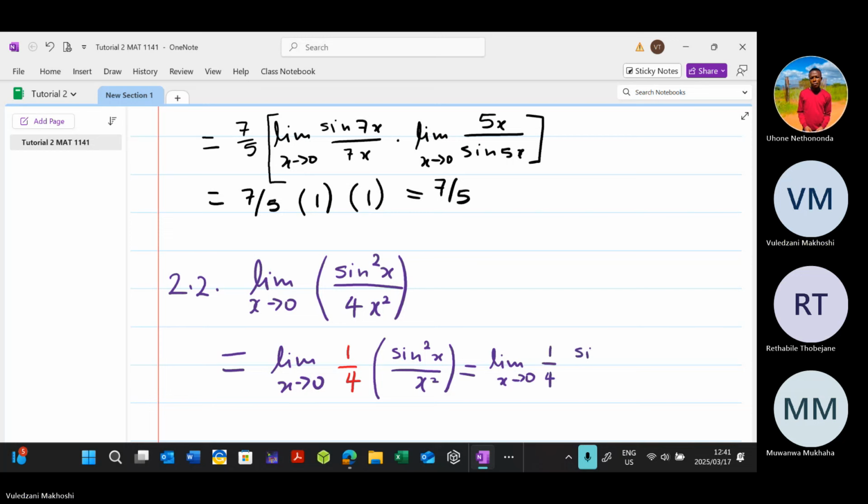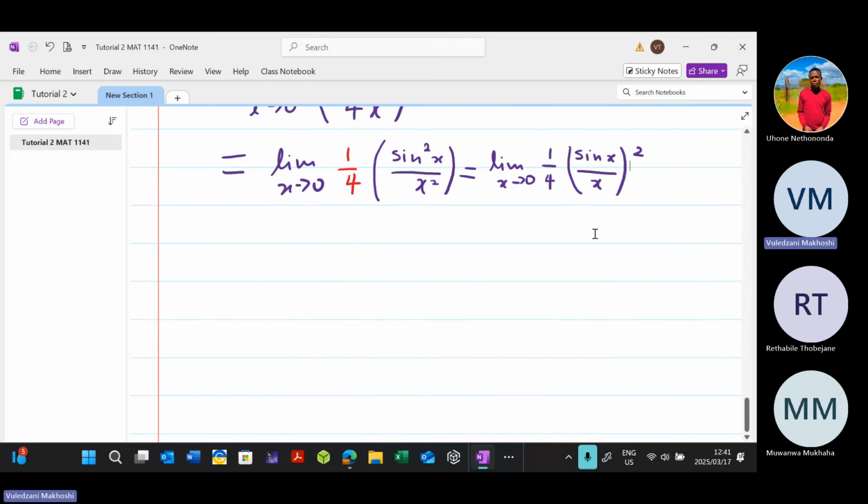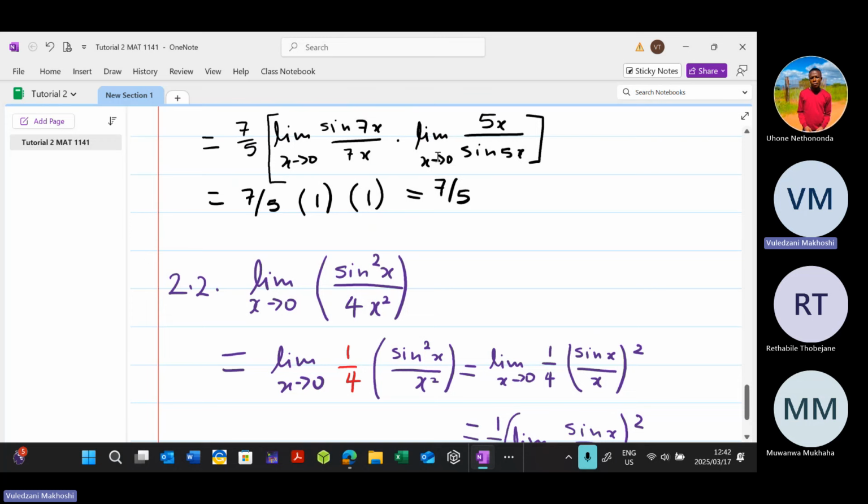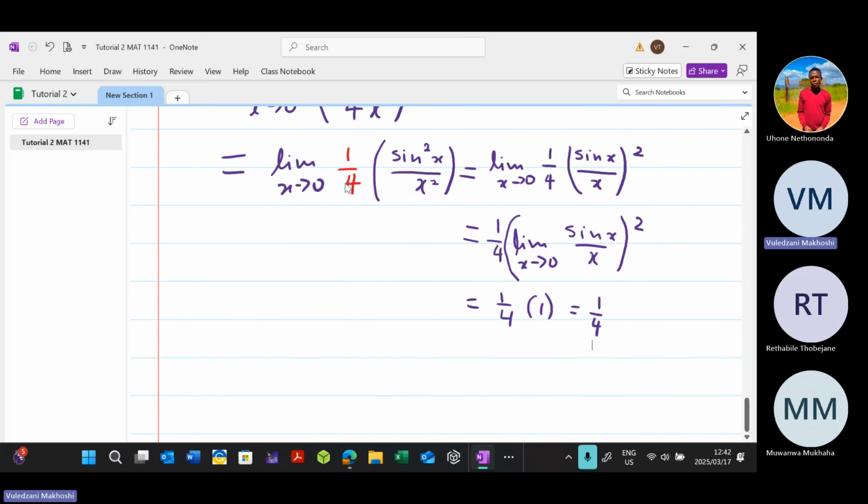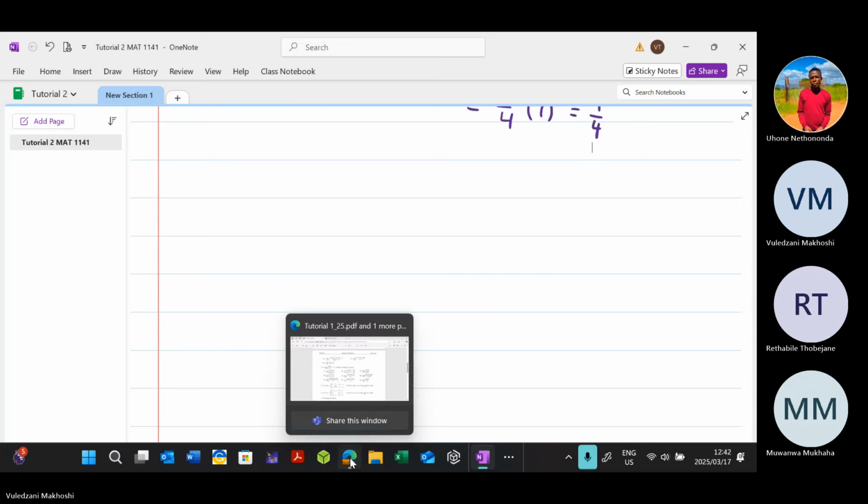This is sine x over x, all squared, like that. So if we want to apply the limit laws to this expression that we have written, we can say this is equal to 1 over 4, the limit when x is approaching 0 of sine x over x, squared. And this is 1. So we've got 1 over 4 times 1, which is 1 over 4, like that. Then, of course, you must observe how we are writing. It's important to write these things properly. Okay? We've done that one.